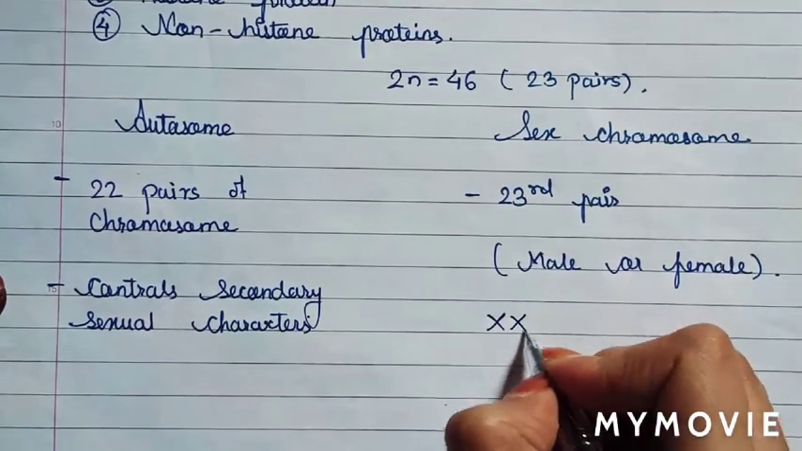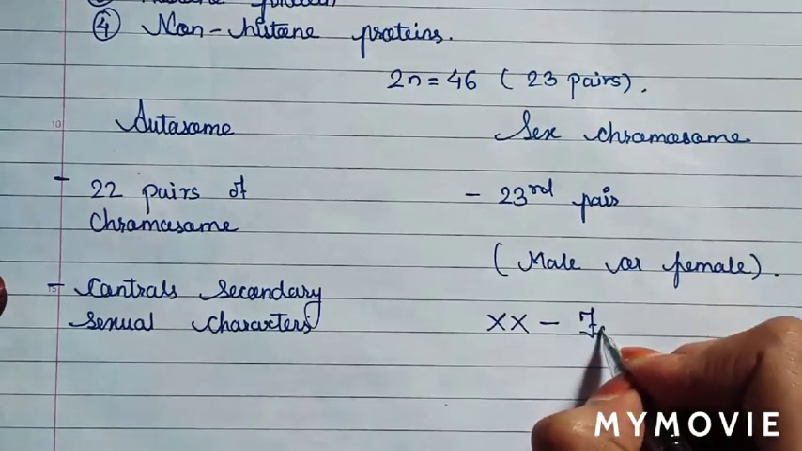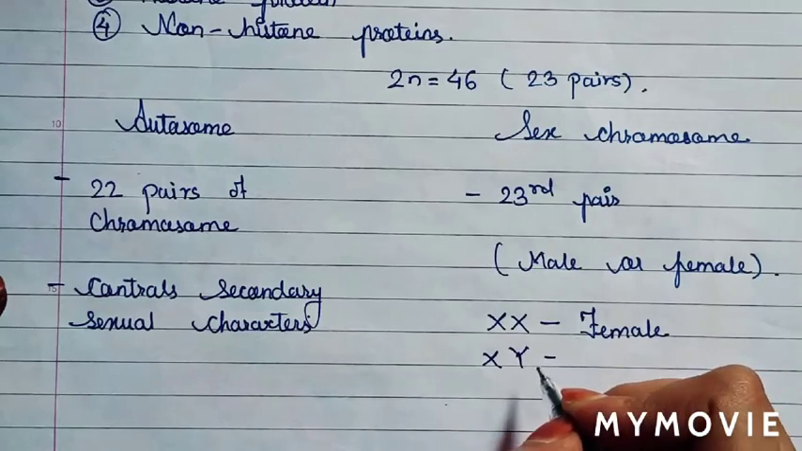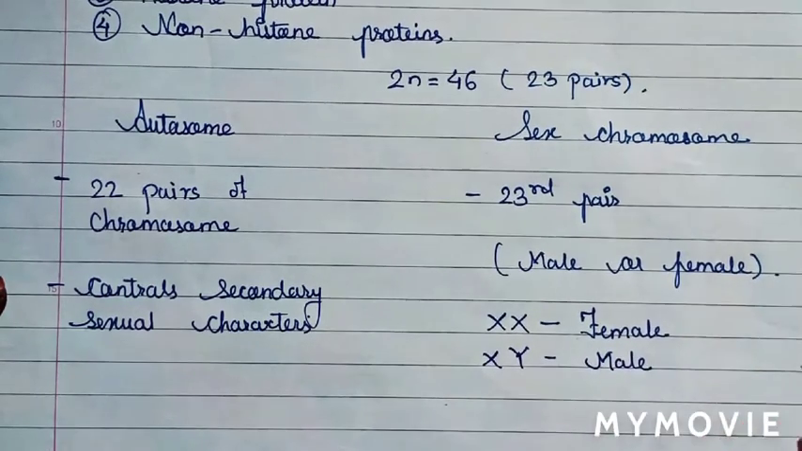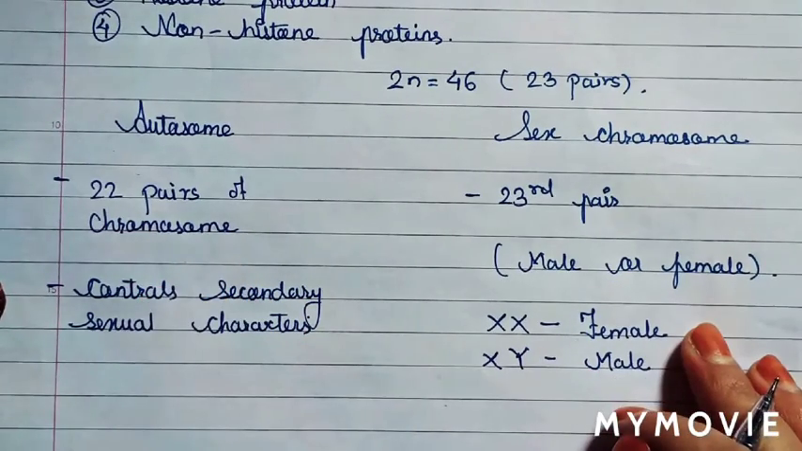If double X, meaning XX chromosomes, is present, then it will be a female, and if one X and one Y is present in the chromosomes, then the offspring will be male. So this is about the autosome chromosomes and the sex chromosomes.